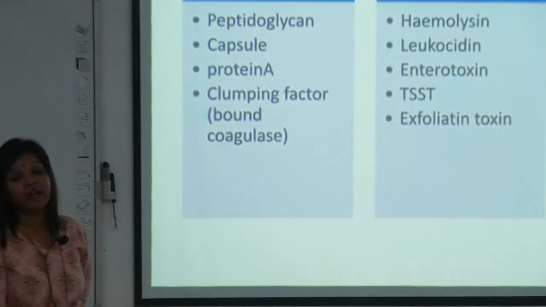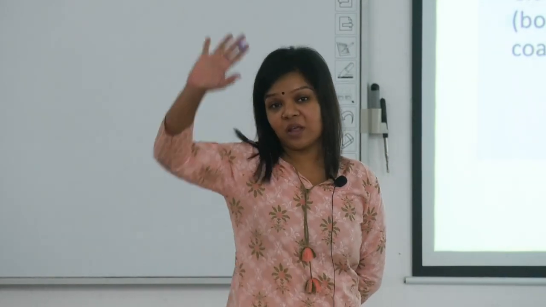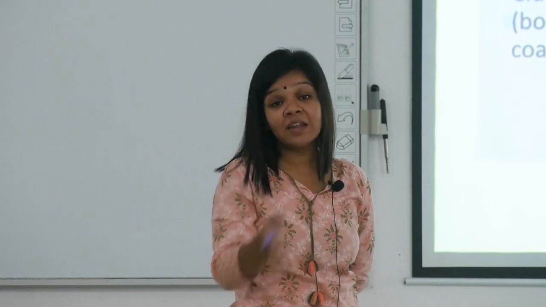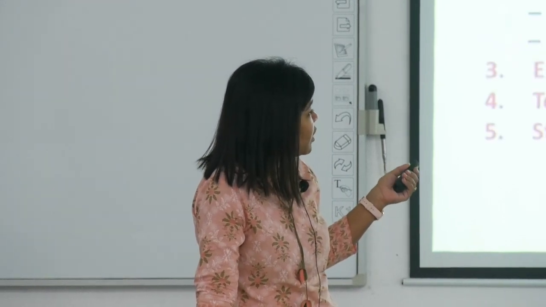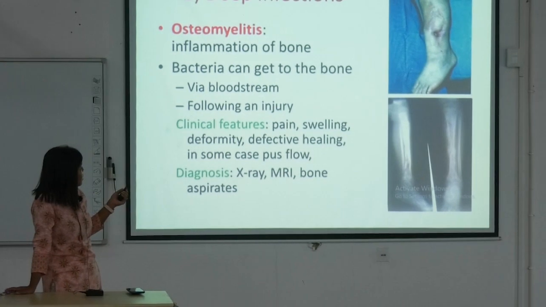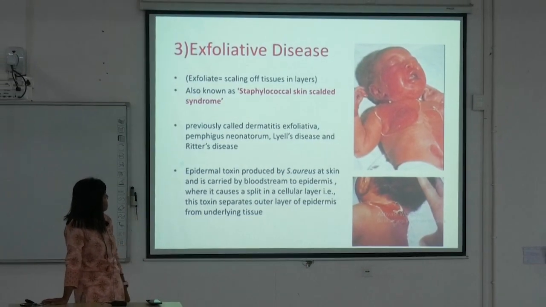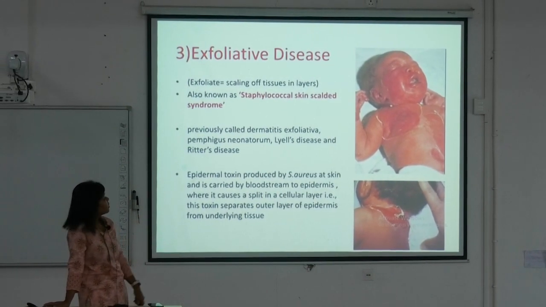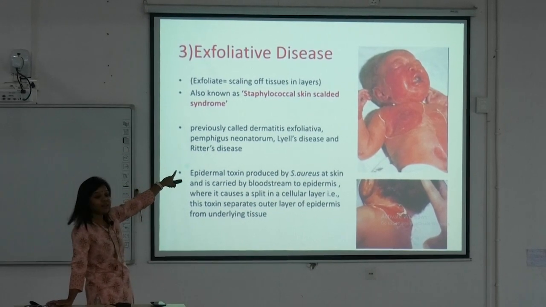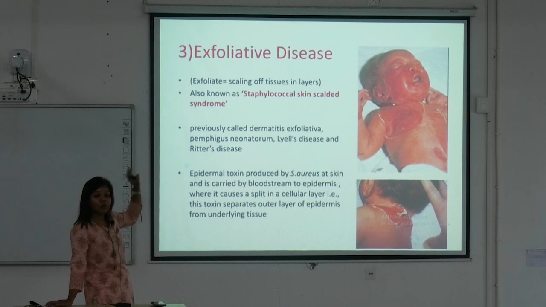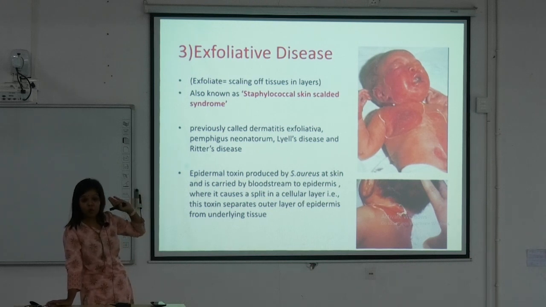Then another is exfoliating toxin. Exfoliating toxin causes 4S, Staphylococcal scalded skin syndrome. I am showing you the pictures of it. I have explained this. This is the exfoliative disease. The baby has got the 4S, Staphylococcal scalded skin syndrome. Newborn babies show it most.